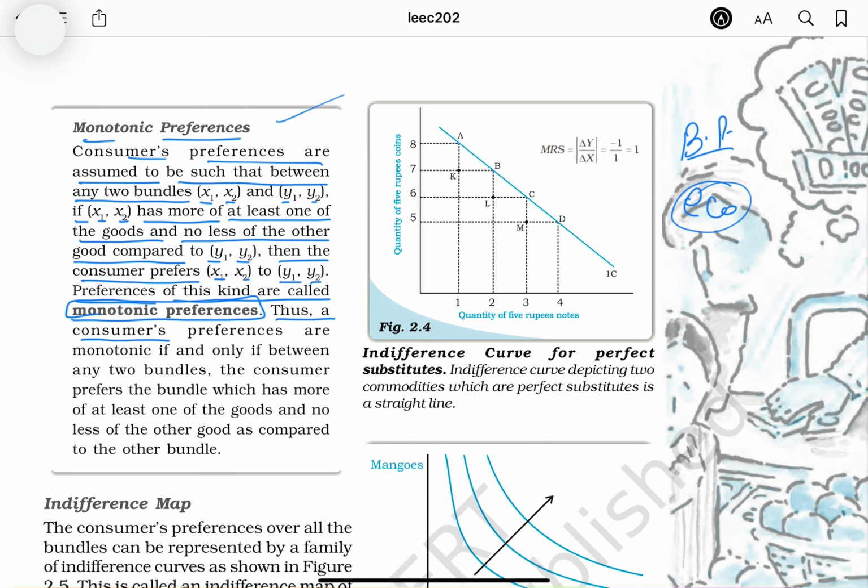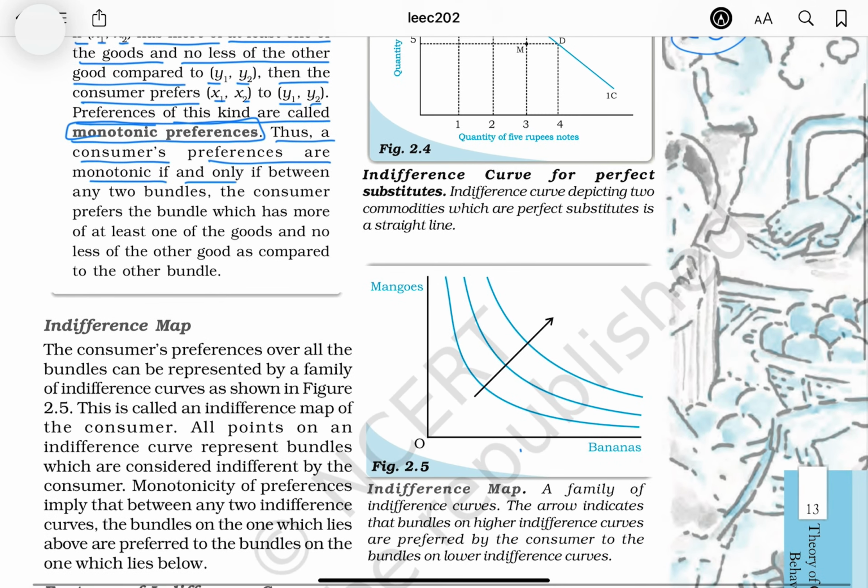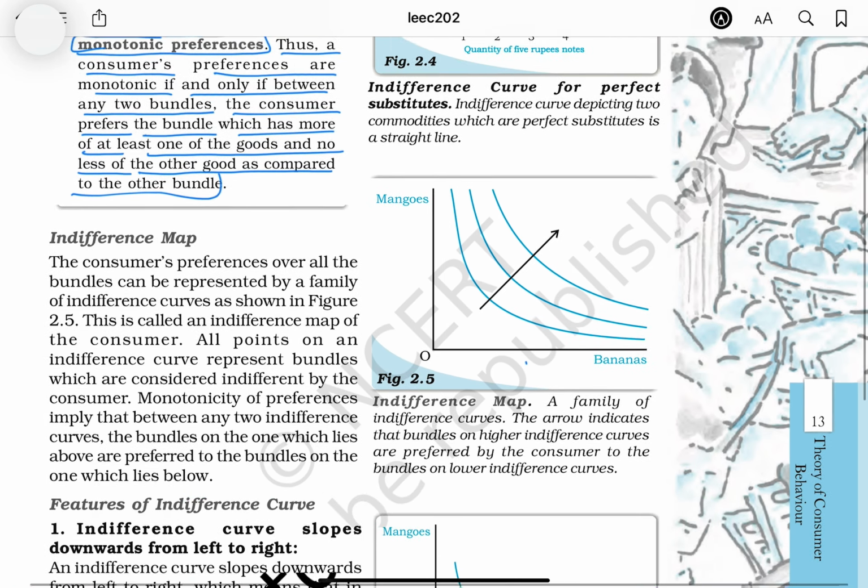Thus, a consumer's preferences are monotonic if and only if between any two bundles, the consumer prefers the bundle which has more of at least one of the goods and no less of the other good compared to the other bundle.